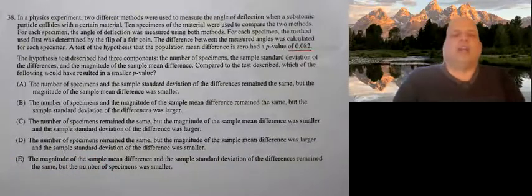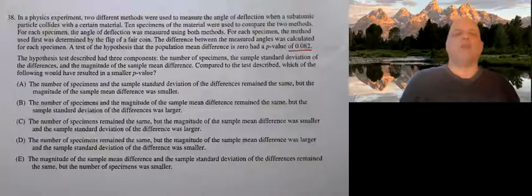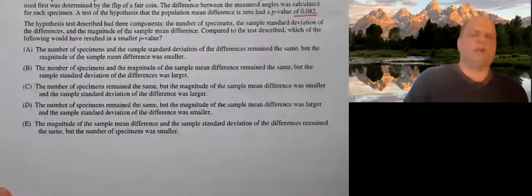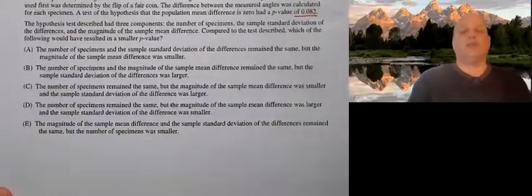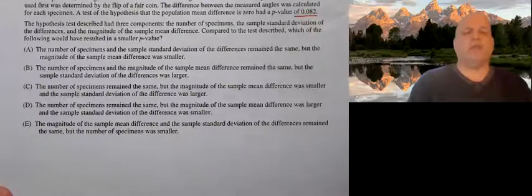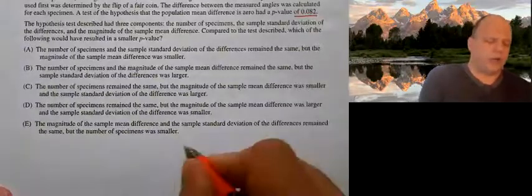The hypothesis test described here had three components: the number of specimens, the sample standard deviation of the differences, and the magnitude of the sample mean differences. Compared to the tests described, which of the following would have resulted in a smaller p-value? So let's go ahead and talk about some of these terms. Because first off, they've done everything they possibly can to confuse you with their terminology.